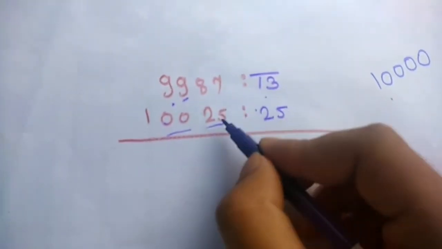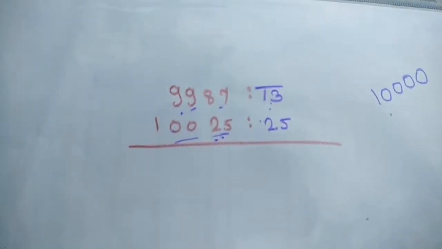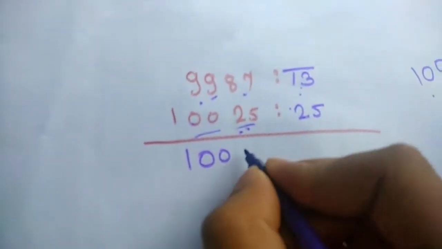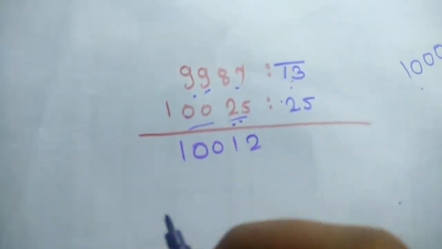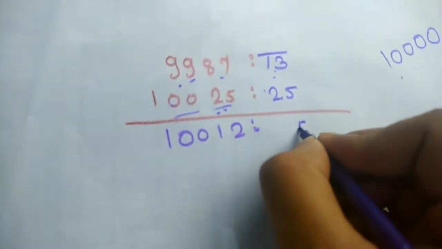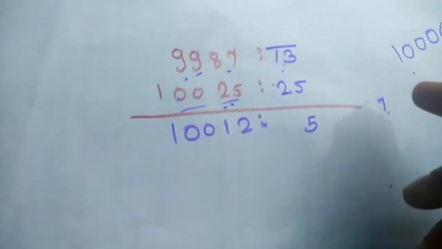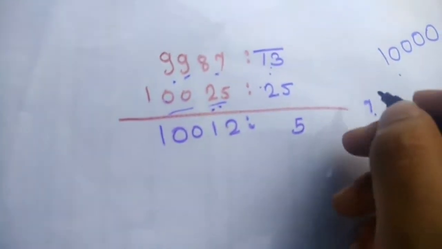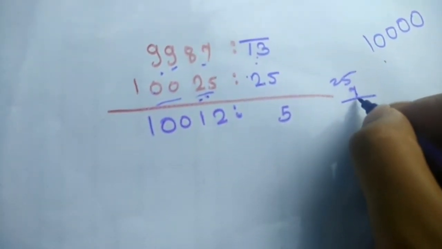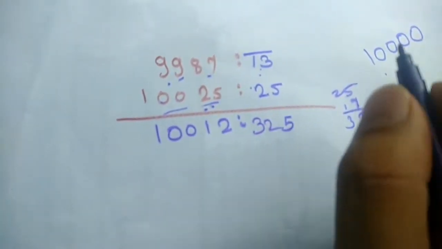Now, either you can subtract or you can add. I always prefer to subtract because subtraction is a very simple thing. So it comes out to be 12, and now the multiplication: 13 times 25 is 325. But remember, minus plus should be minus.